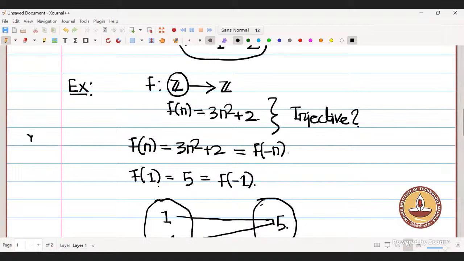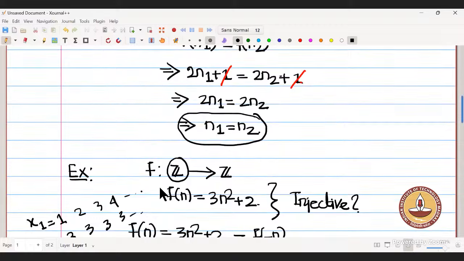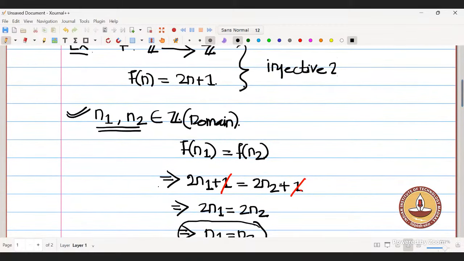For example, x1 can be 1, x2 can be 3, then this can be 2, 3, 3, 3, 4, 3. So there are infinitely many choices. So I cannot check for all the values. That's why I have to start with arbitrary n1 and n2, right?